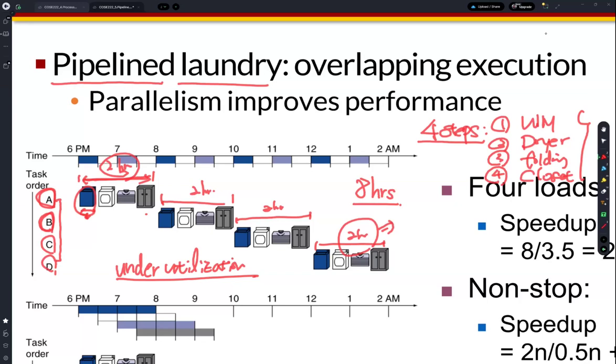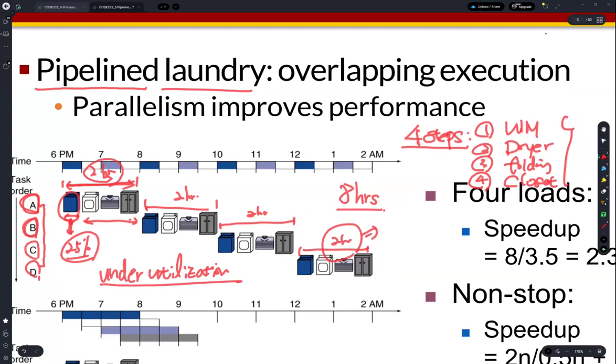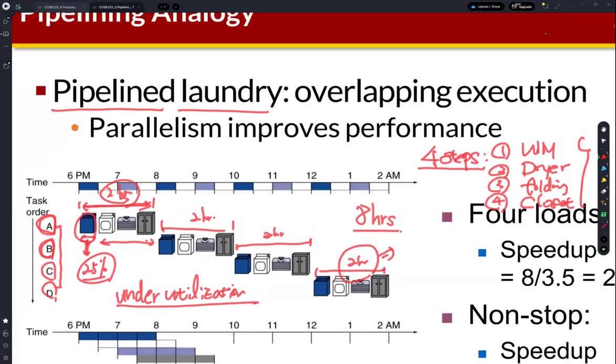Then what is the utilization of this washing machine? The utilization is 25%. It is because for this 1.5 hour, we do not use the washing machine. The washing machine is just wasted. The hardware resource of this washing machine is wasted for 1.5 hour, right? The dryer is the same. The utilization of this dryer is also 25%. Right. So what is the problem?